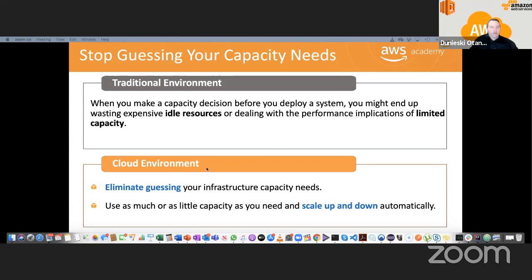But if you are in a cloud environment, you eliminate guessing your infrastructure capacity needs and use as much or as little capacity as you need, and scale up or down automatically. So guys, I don't need to repeat myself. You already know this. Okay? This is AWS 101.